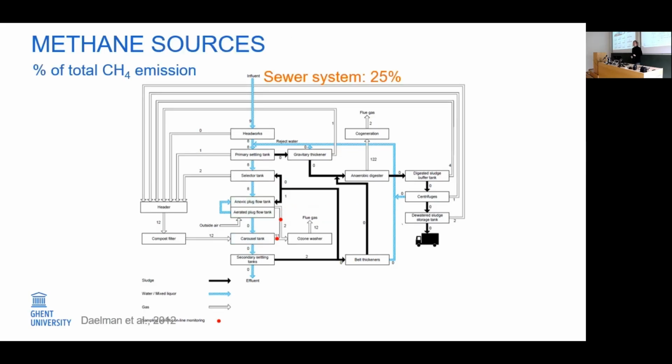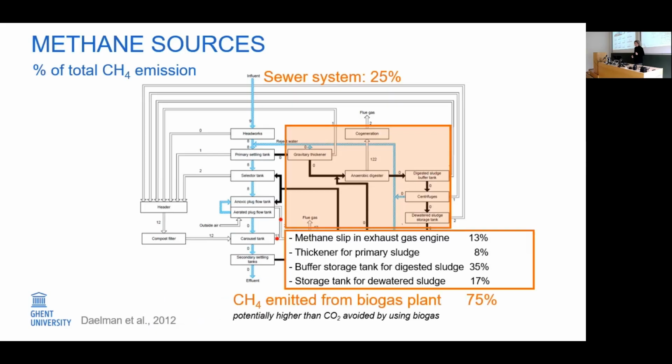And what was interesting was to identify what were the main sources of methane emissions. And we saw that 25% of all of the methane emissions in the plant were traced back to the sewer system. So they were actually formed in the sewer and they entered the plant. 75% of the methane emissions came from all the unit processes associated with sludge digestion.